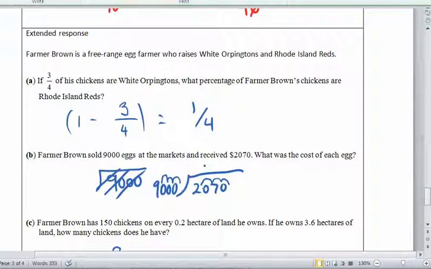9 into 20 goes 2 with 2 remainder. 9 into 27 goes 3. And 9 into 10 goes 1 remainder 1, and so on. We're just going to have this recurring decimal 1, 1. So you could say the cost of each egg was 0.231 recurring, or 23.1 cents.